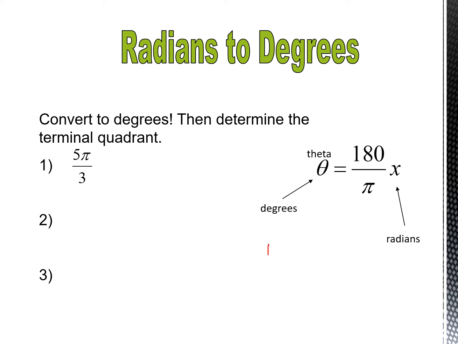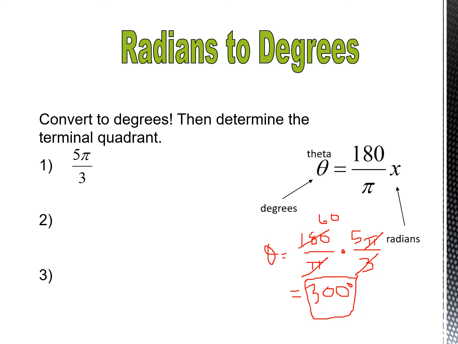so that we have theta equals 180 over pi times 5 pi over 3. Use a little bit of algebra 1, cancel out the pi's, the 3 reduces with a 180, you have 60 up here. 60 times 5 is 300 degrees.